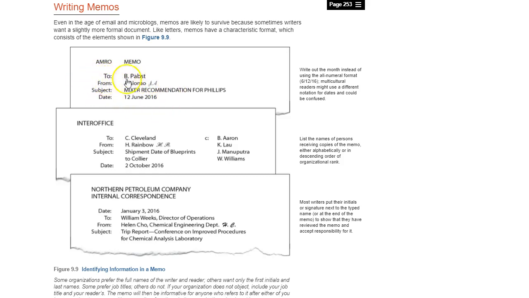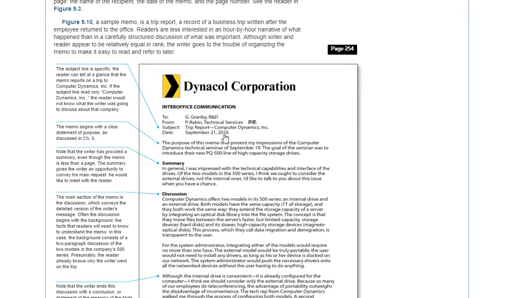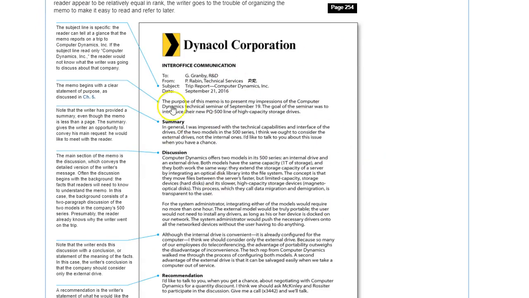Start off with a To. You have the name of the person who you're writing this to, so make sure that that's there. Then include a From. You can say who you are, who's writing to her. Include a specific subject. You always want that subject to be really clear and really specific so that when they look at it, they get a sense of what they're going to be reading about. And then include the date. Other things that are important about memos you can find in this annotated version on page 254.